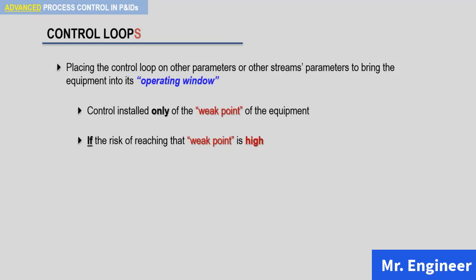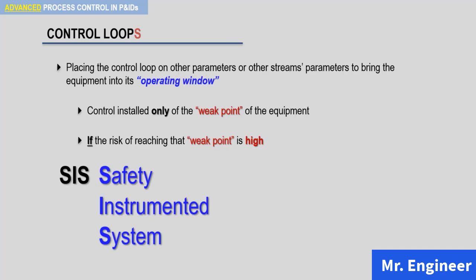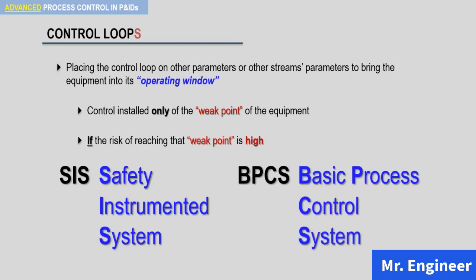If the risk of such a condition is low, you may decide not to install any control loop for this purpose. If the risk of such a condition is very high, you may decide to leave this duty to the SIS, or Safety Instrumented System, rather than to the BPCS, or Basic Process Control System, and so not install any control loop for this purpose. SIS and BPCS will be explained in detail further ahead.